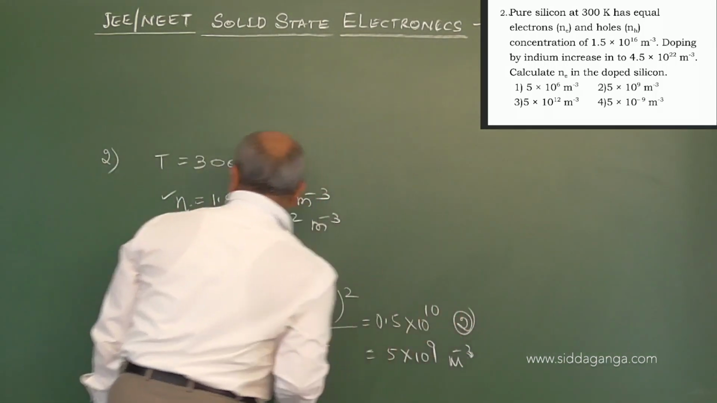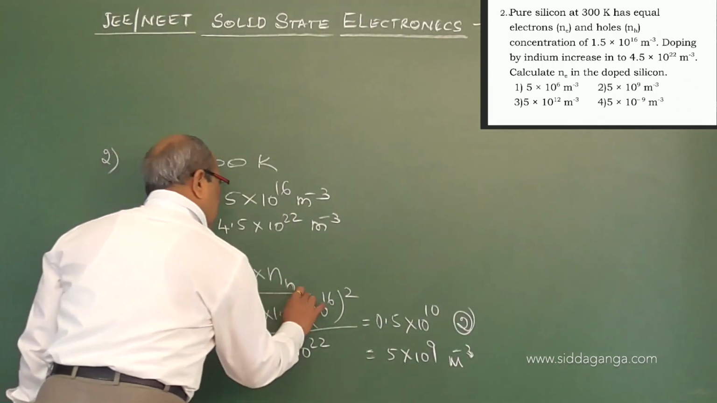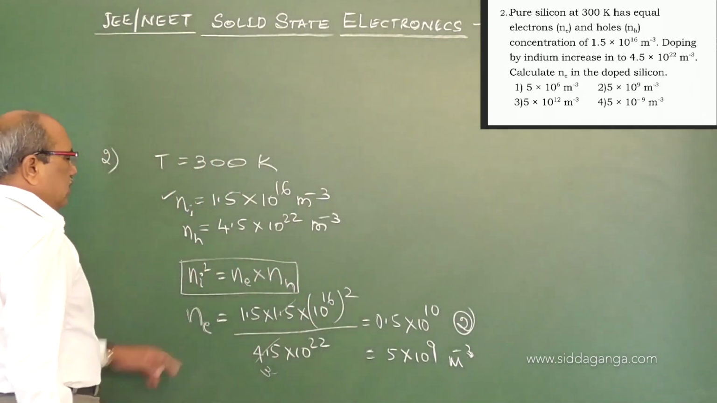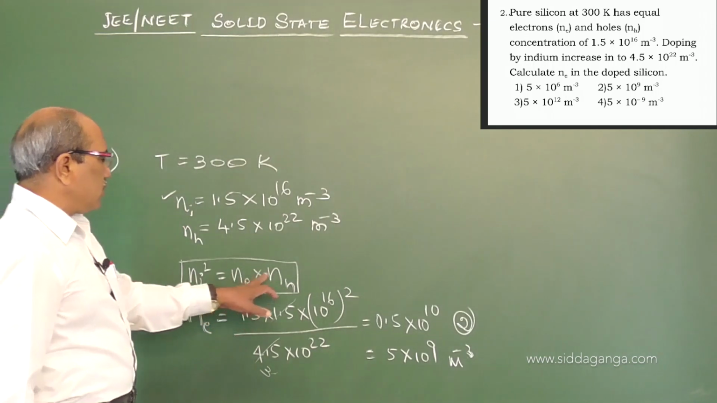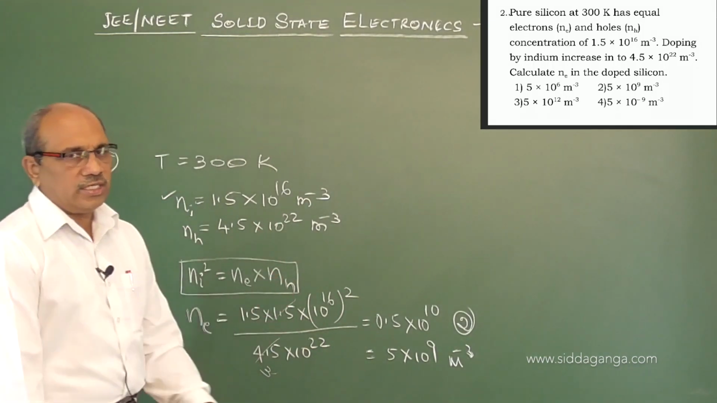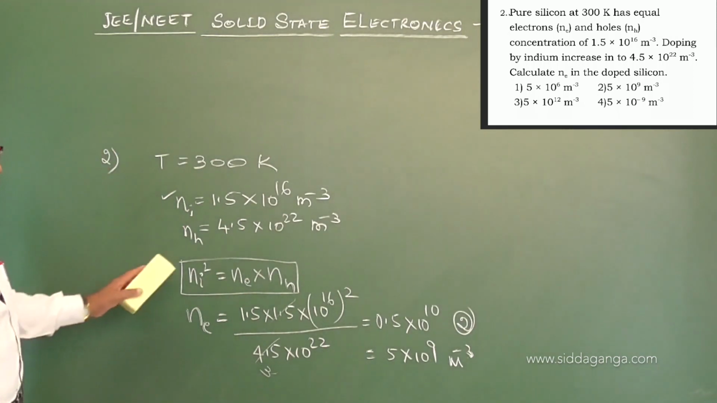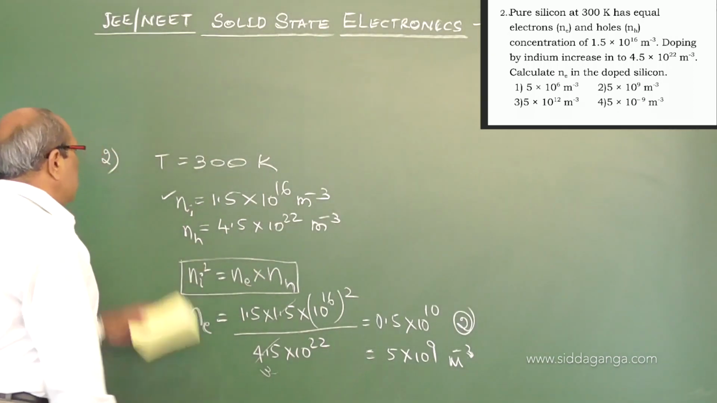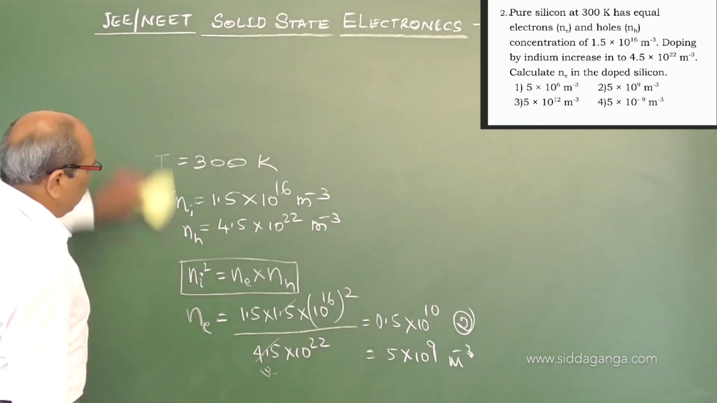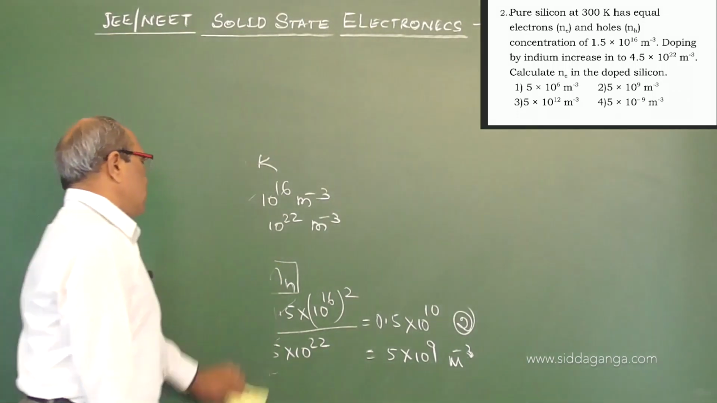Option number 2. The mass law we use here. The intrinsic carrier concentration is related to the electron concentration into the hole concentration. This is one of the important relations which relates the intrinsic carrier concentration with the electron concentration and hole concentration.